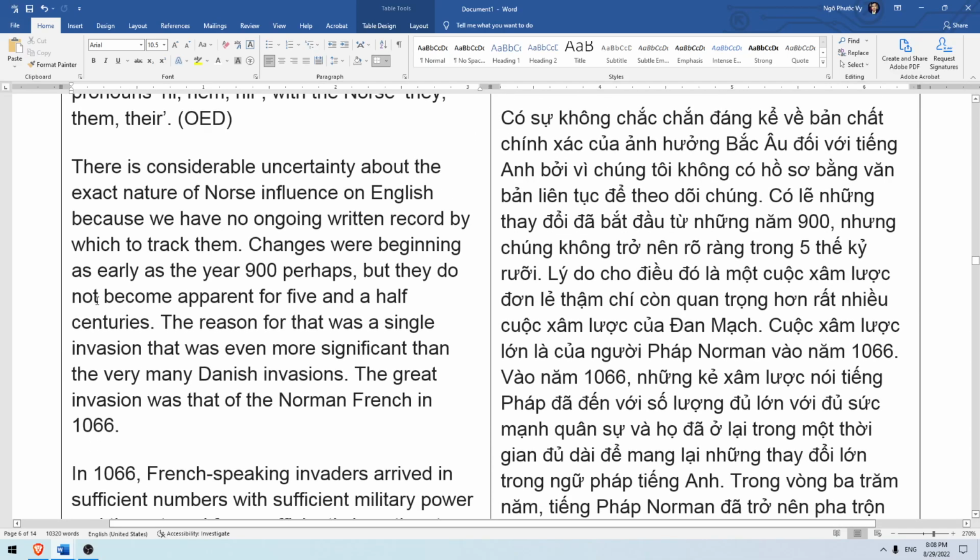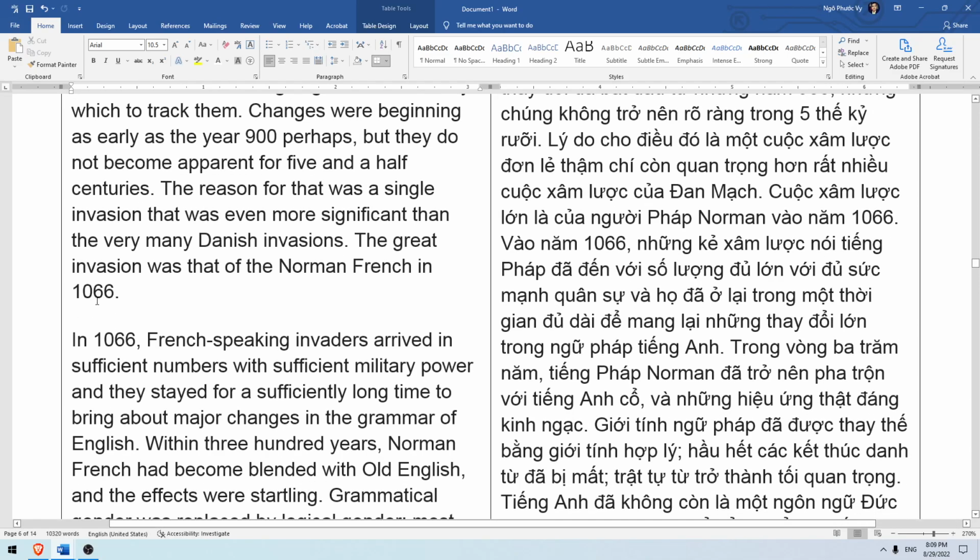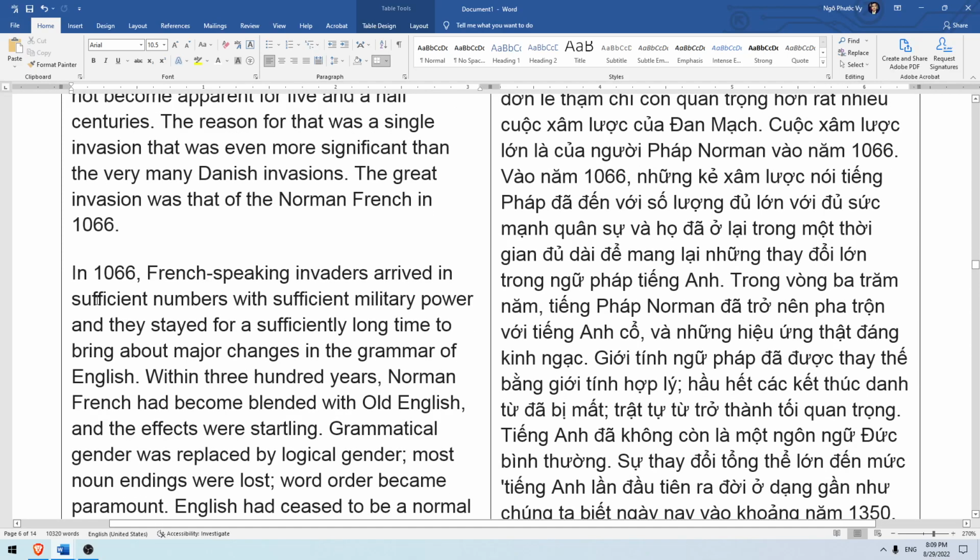There is considerable uncertainty about the exact nature of Norse influence on English because we have no ongoing written record by which to track them. Changes were beginning as early as the year 900 perhaps, but they do not become apparent for five and a half centuries. The reason for that was a single invasion that was even more significant than the very many Danish invasions.